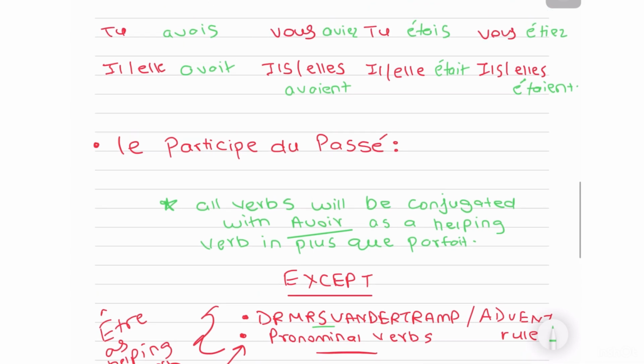Right, and if we talk about making a past participle with avoir as your helping verb, again the same thing happens as in passé composé. According to your ER, IR and RE verb, we had those steps that we're already aware of. So this was the making of our past participle.